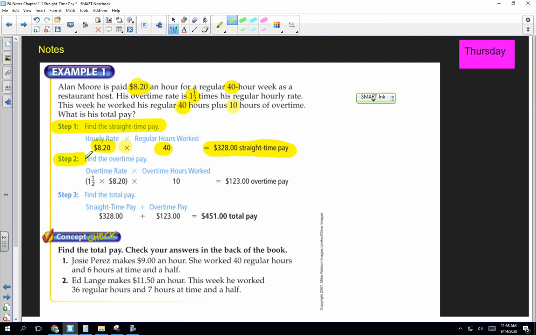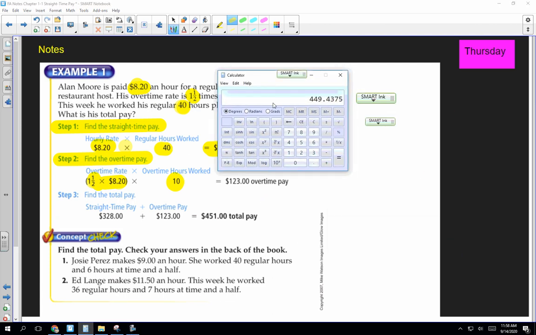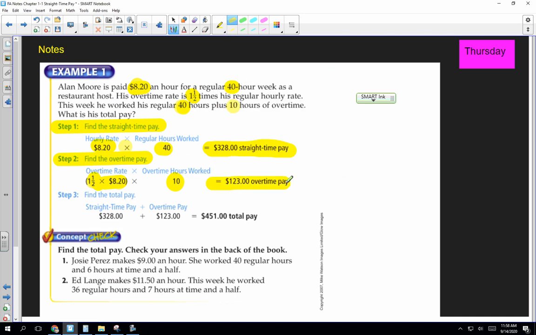Now we're going to calculate the overtime pay. So he makes time and a half, or 1.5 times $8.20, and he worked 10 hours of overtime. Let me show you how that would look in our calculator. We're going to multiply 1.5 by 8.20, times just the 10 hours of overtime, because we've already calculated the other one. So for overtime, he makes $123.